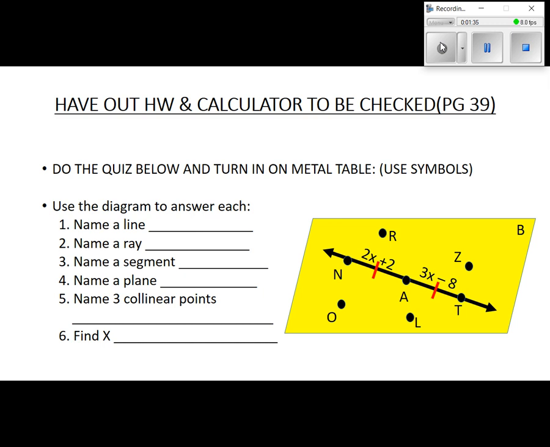Name three collinear points now on this one. I'm hoping you guys were careful on this, because you're going to be mad at me if I take off points for this. Three collinear points. What's collinear mean? On the same line. Name them for me. N-A-T. N, A, and T.